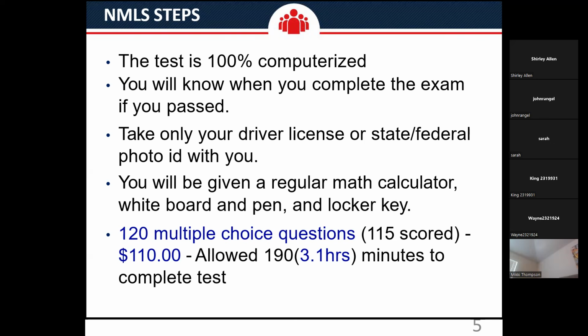It's still $110. So you want to take it the first time only and pay $110, because every time you take it, it's $110. The time frame to take it is 190 minutes, which is about 3.1 hours they give you to complete your exam.